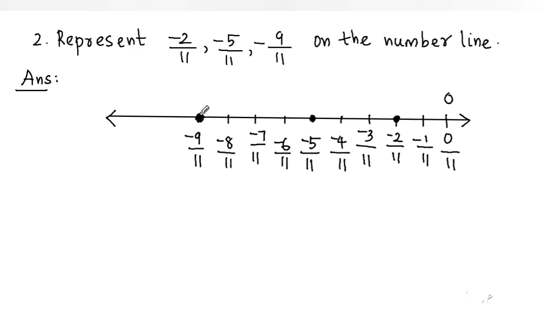Then for the next numbers, if you need, you can plot two more numbers. Negative 10 by 11, then negative 11 by 11, that is same as negative 1. Okay, so this is how we represent the given rational numbers on the number line. We can just look at the denominator and thereby we can plot it.